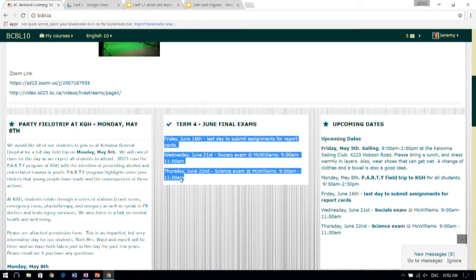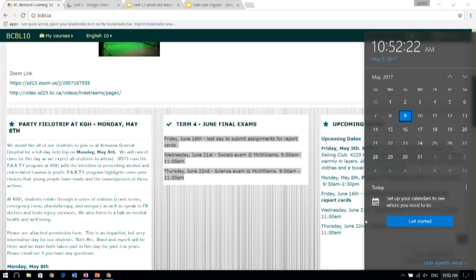Here's a calendar. So your 16th is the last day to submit something, and then you have the 22nd and 23rd for final exams a week later. So there you have it. Last day of class will be on the 23rd. And then you're free. You're free, Costin, for summer. Very exciting.